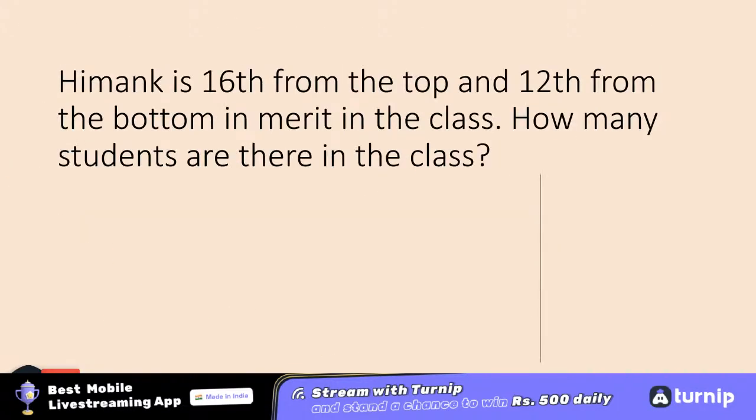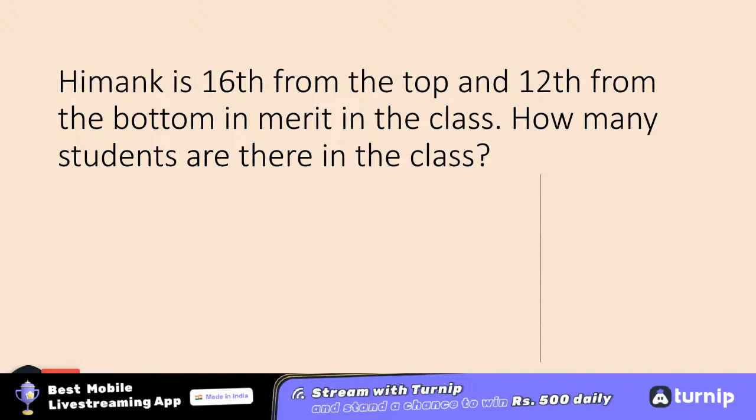Himang is 16th from the top and 12th from the bottom in merit in the class. So we are talking about the boy Himang, who is 16th from the top if we are giving the ranking to the students, and 12th from the bottom. From the last he is coming 12th. Again you need to tell how many students are there in the class.